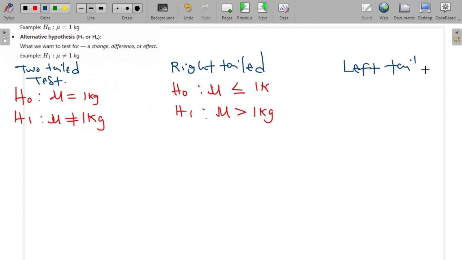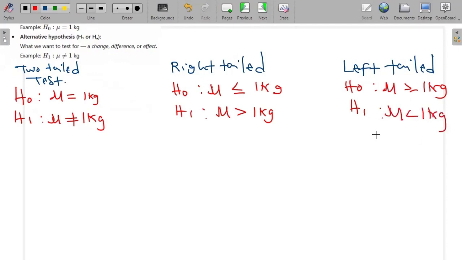And then the other one we had said was the left-tailed test. Here the null hypothesis is that the mu should be greater than or equal to 1 kg, and the alternative, which determines the name of this test, since it's left, means the mu here should be less than 1 kg.